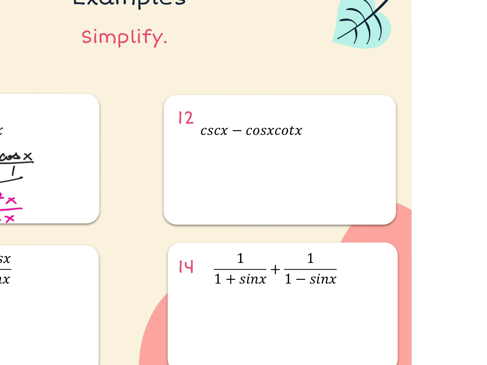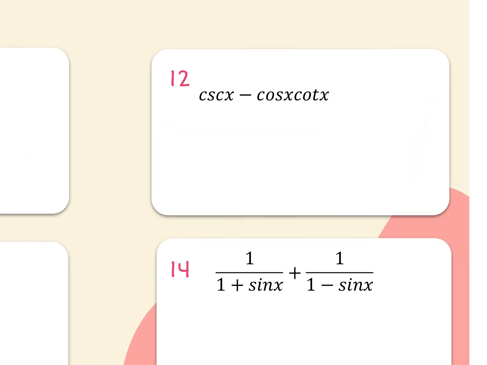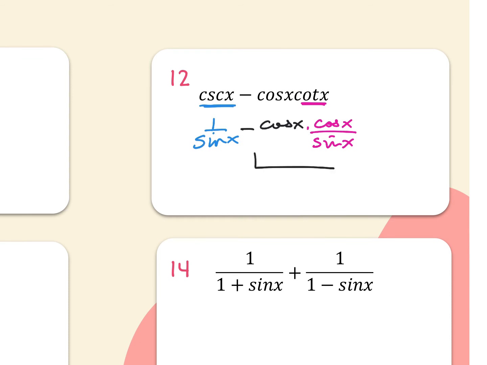I'm going to use my quotient identity again for cotangent. I'm also going to use a reciprocal identity for cosecant. So I'm going to turn this into its reciprocal, which is 1 over sine x. Minus cosine x, I'm going to leave. And then the cotangent quotient is cosine x over sine x. I'm going to multiply this. So I have this one the same still.